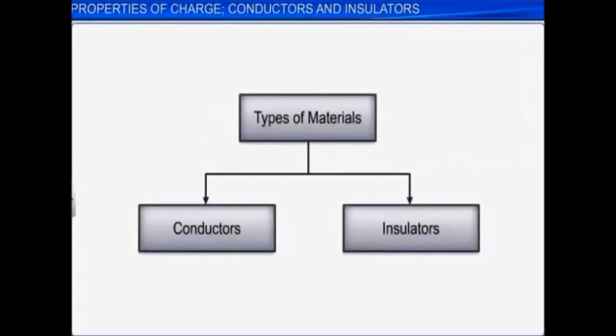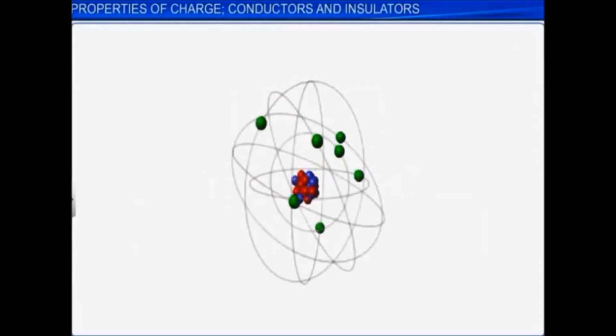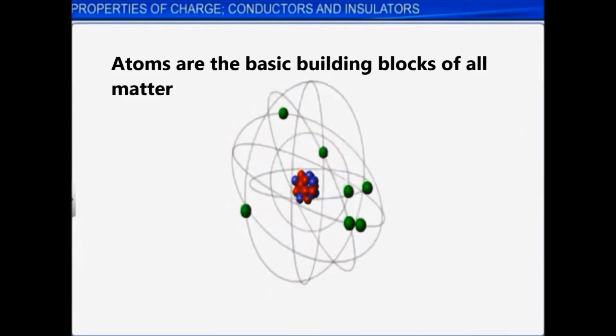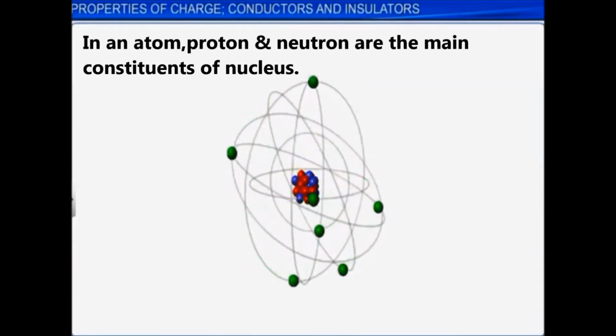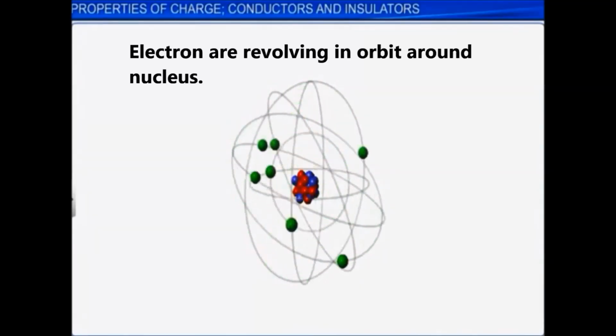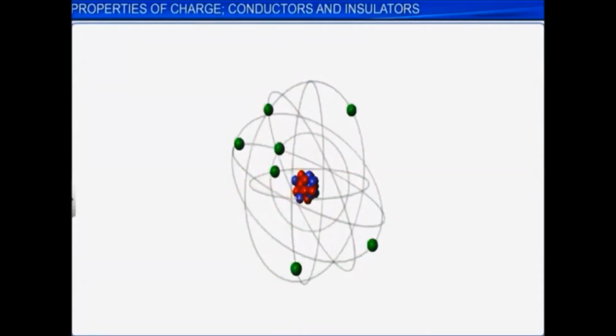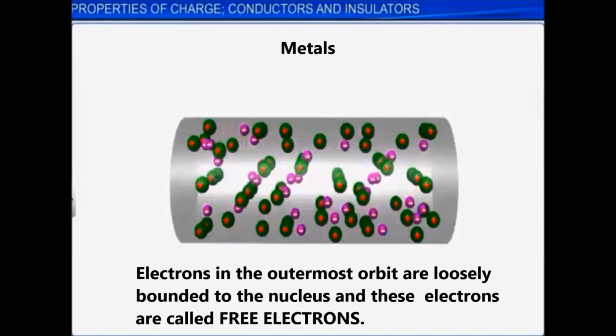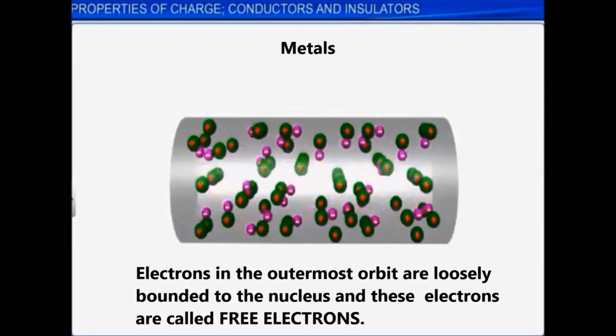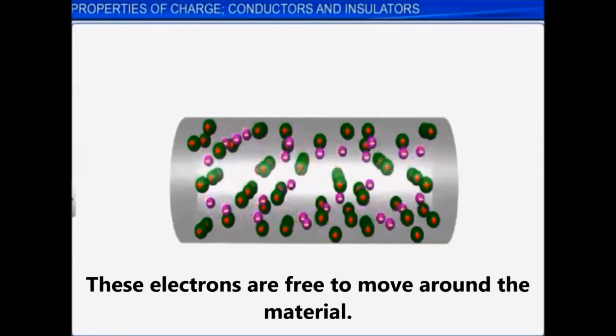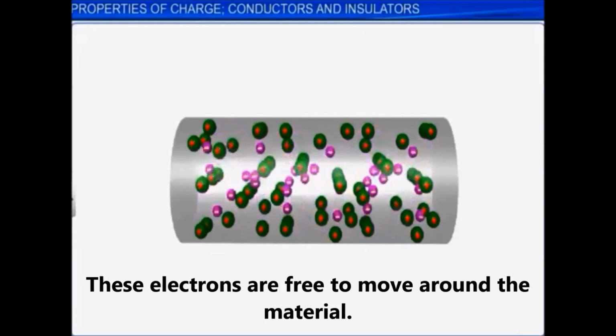Let us now study about conductors and insulators. Since we know that atoms are the basic building blocks of all matter. In an atom, protons and neutrons are the main constituents of the nucleus, while electrons are revolving in orbit around the nucleus. For some materials, generally metals, the electrons in the outermost orbit are loosely bonded to the nucleus, and these electrons are called free electrons. These electrons are free to move around the material.